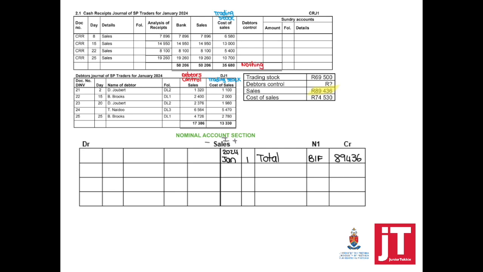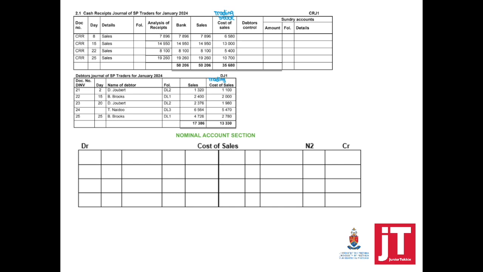So we start with the last day of the month. From the cash receipts journal, my details is bank, the total sales. From the debtors journal, my details is always debtors control and what was the total. Once we are done with that, we draw a line. This is now our total sales by the end of January. That will be my opening total the following month.